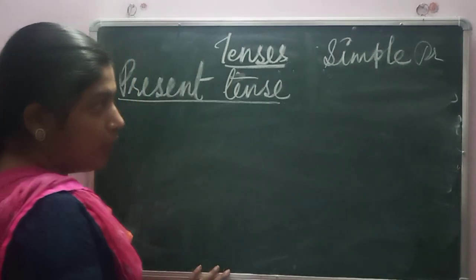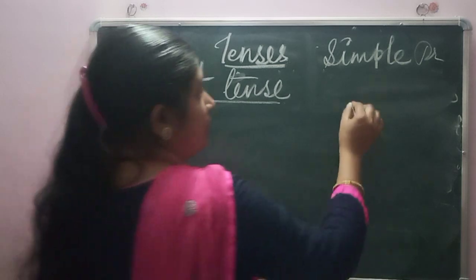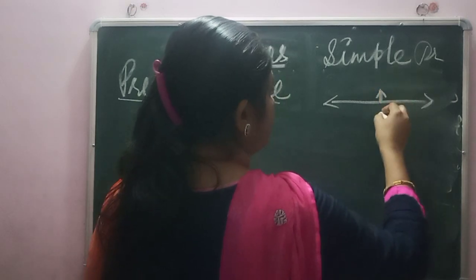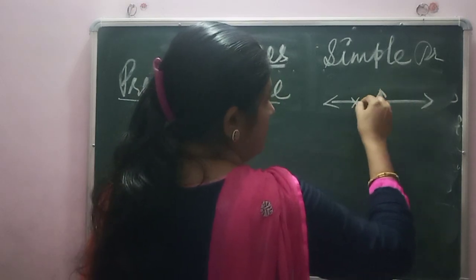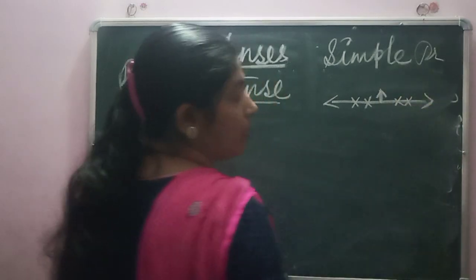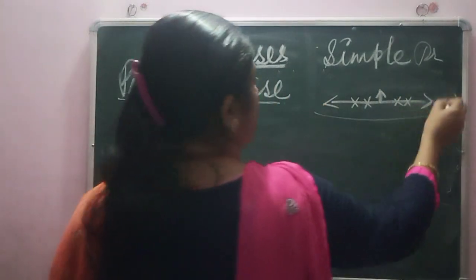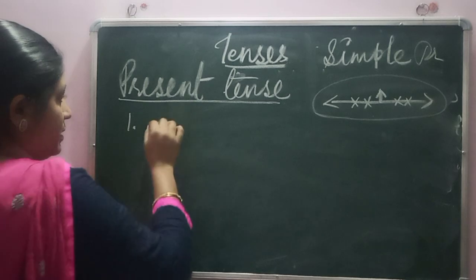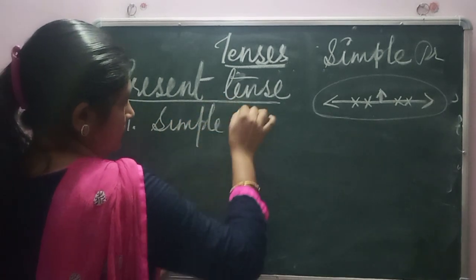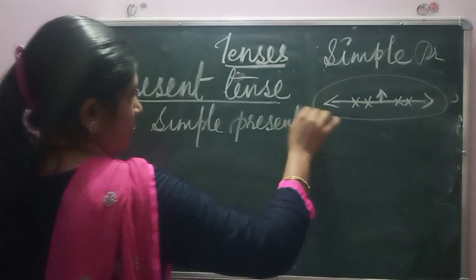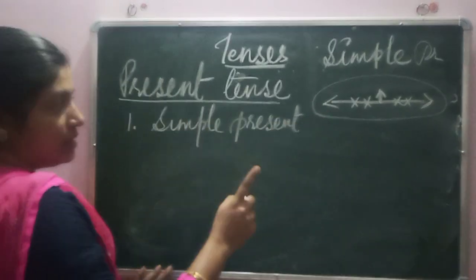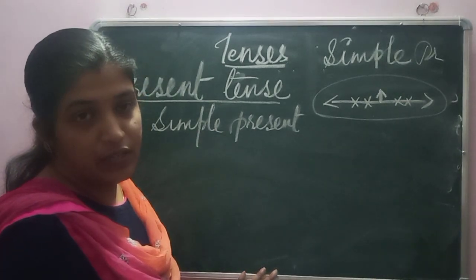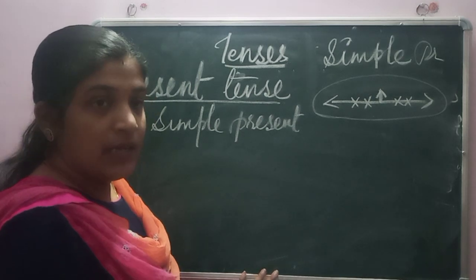Listen here. How will you show a simple present tense in a timeline? If it is the timeline and this is the present time, then you can show that this action happens. Simple present will be shown like this. I'll explain it. Listen here. Where is it used, or in which type of sentences is simple present used, or which type of sentences are said to be in simple present?